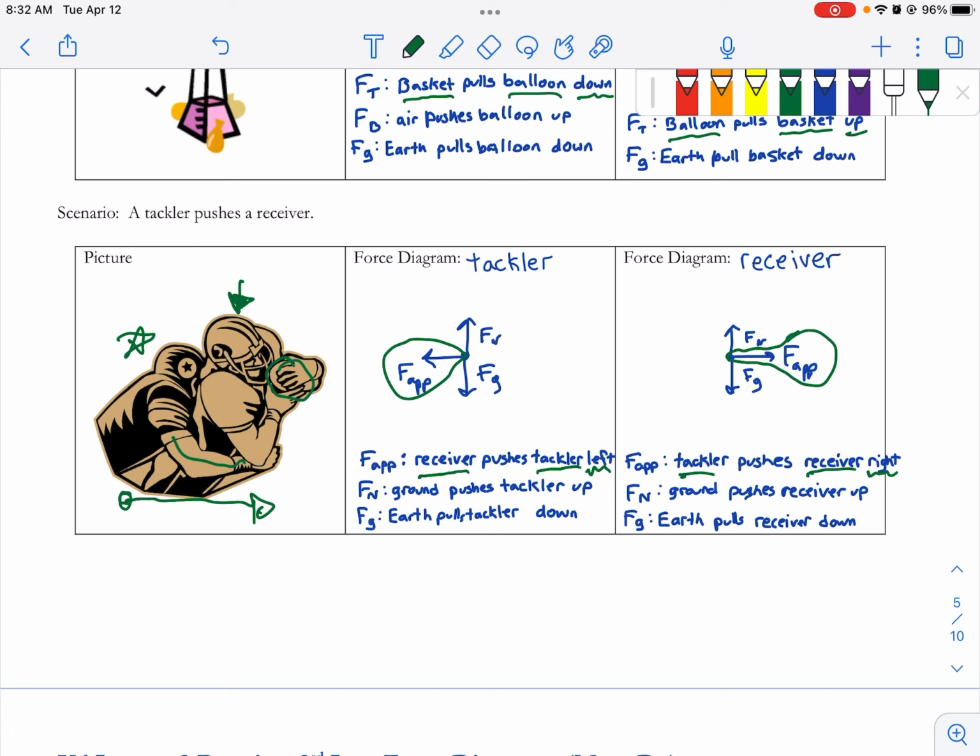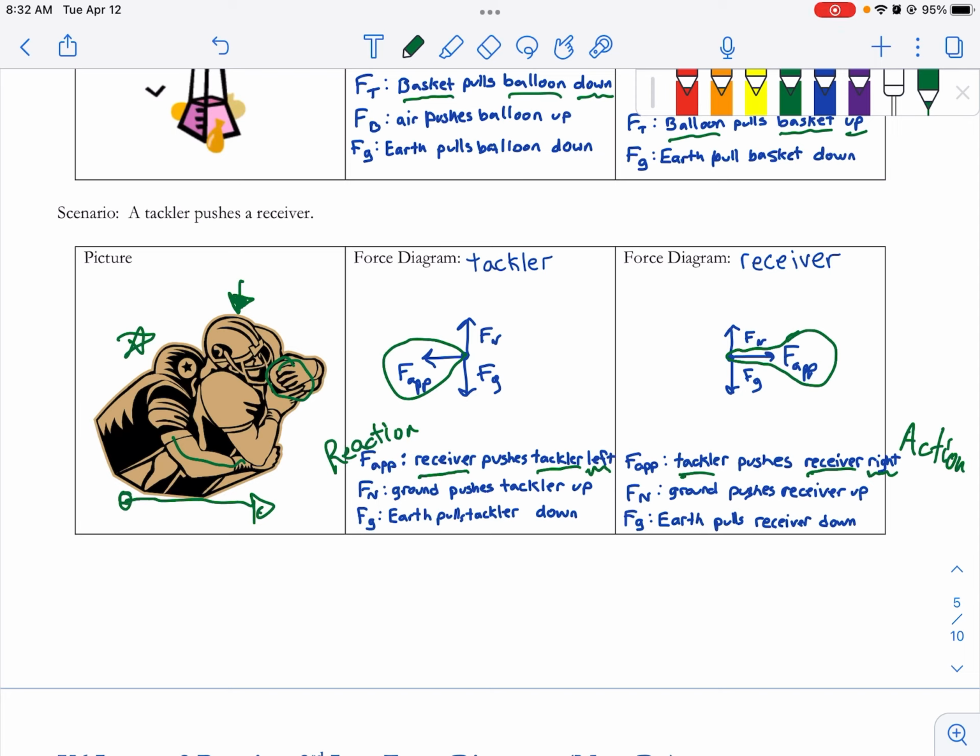The receiver would not have pushed the tackler if the tackler had not tried to tackle the guy, right? That wouldn't have happened. So we generally would say that this one right here is the action. And this one over here is the reaction. But if I switched them, nobody would really know the difference, which one started it. But they happen at the same time. So it doesn't really matter which one we call the action, which one we call the reaction.